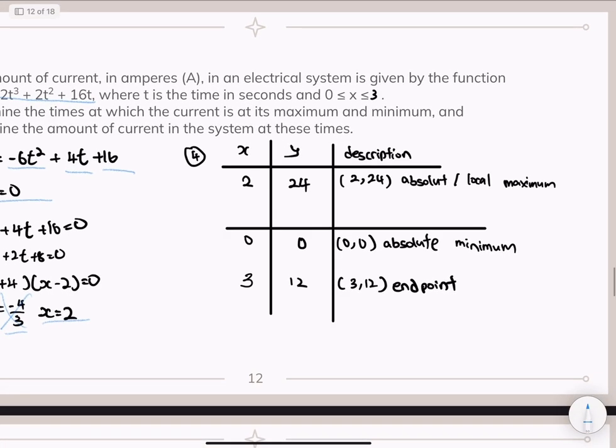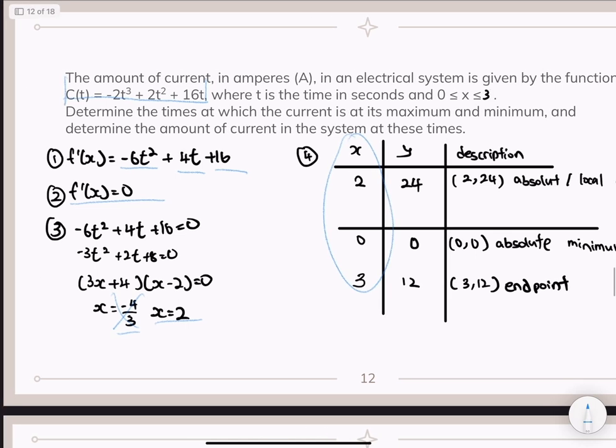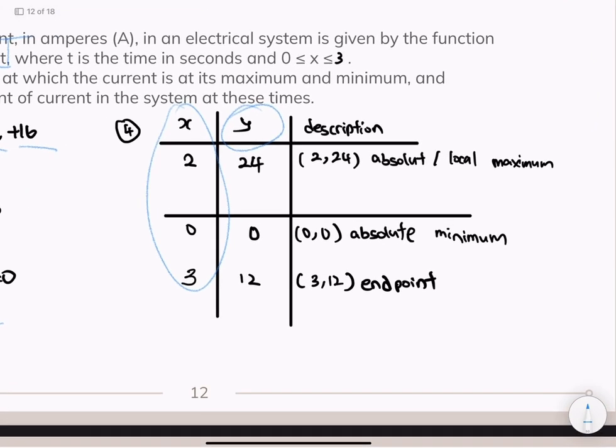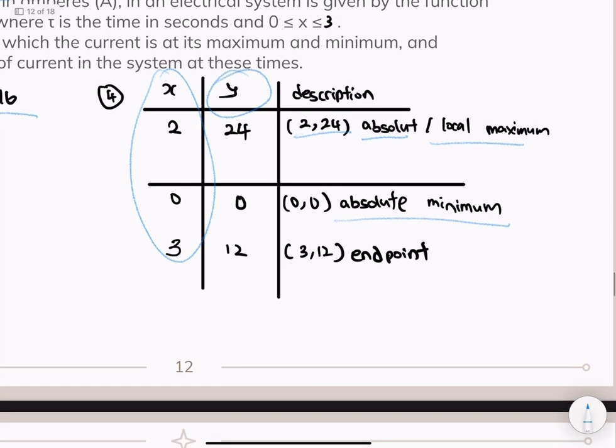After that, we make the table and then put the x value to the original function to find y. Then we can get the point when x equal to 2, y equal to 24 is an absolute and local maximum. And when x equal to 0 and y equal to 0 is an absolute minimum, because it is the lowest point in the graph.